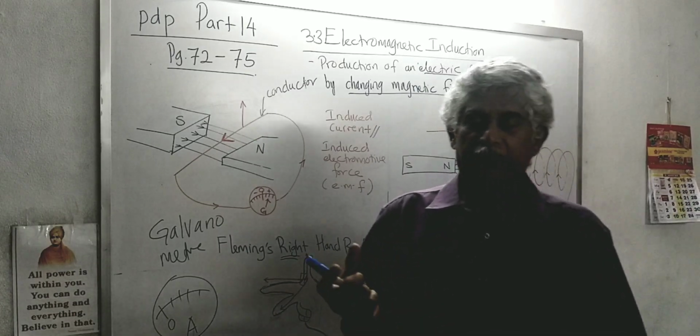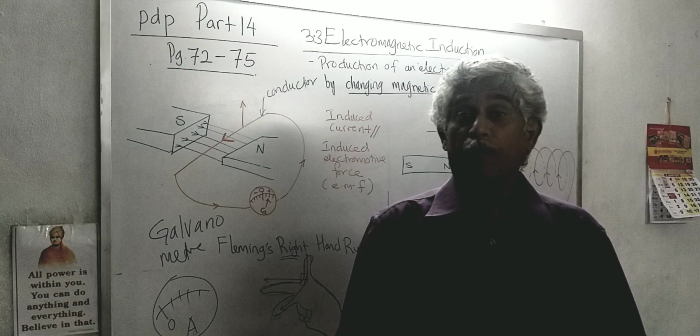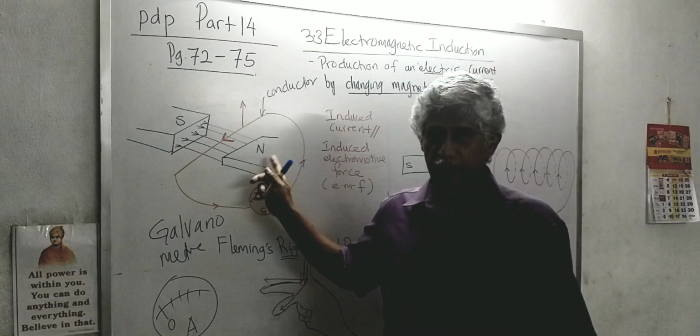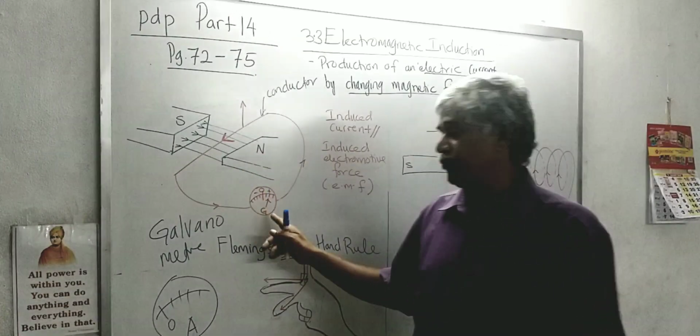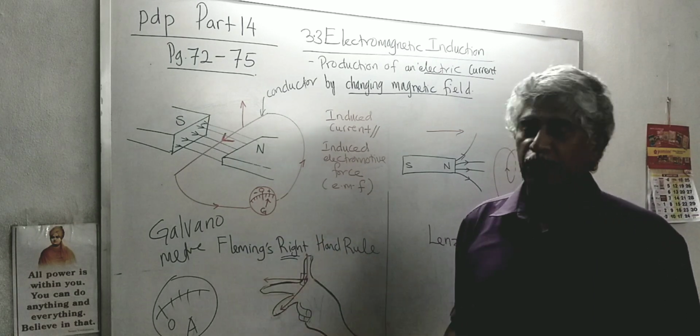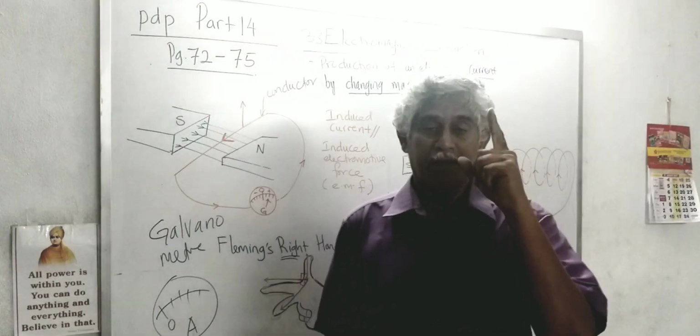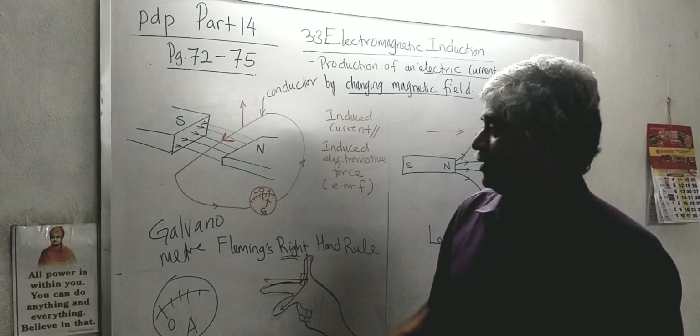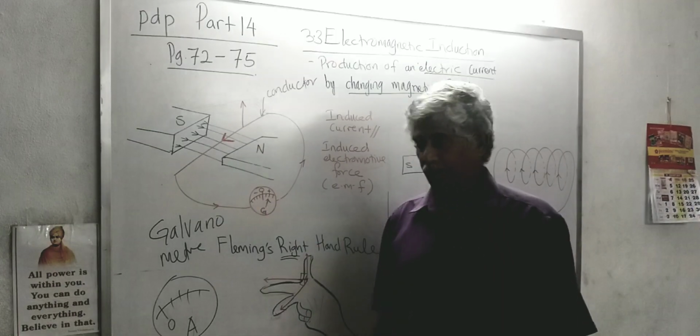Other than that, of course you can use a milliammeter or microammeter, it is also possible, but we want to know the direction, so that's why you use a galvanometer. A galvanometer is something like a microammeter but the zero is in the middle. So that is to measure the direction of current.